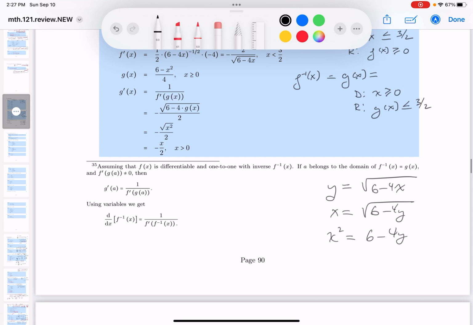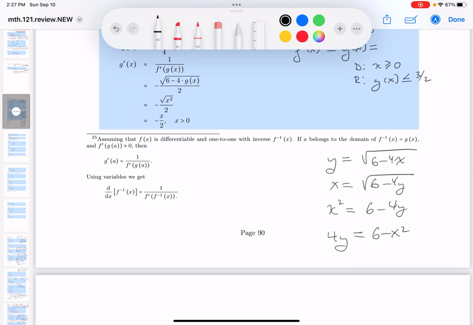And then, I'm going to add 4y to both sides and subtract x squared from both sides. Then what do you get there? Let's take a look. You get y equals 6 minus x squared over 4. I'll write that down now. I know the inverse.